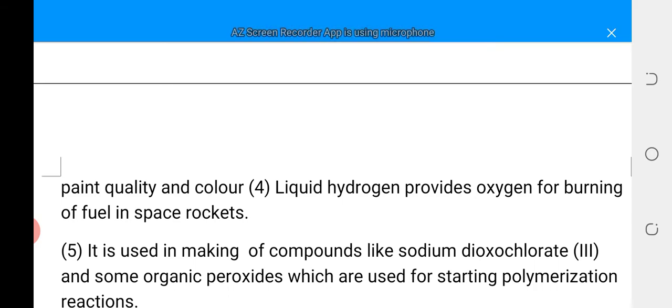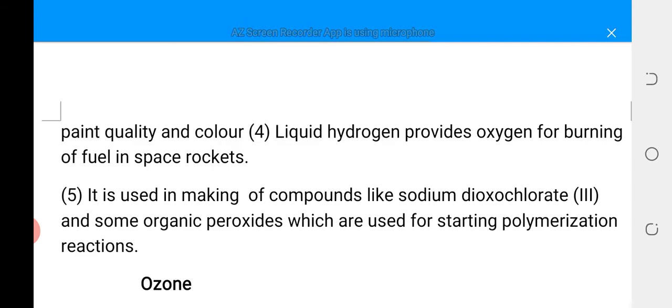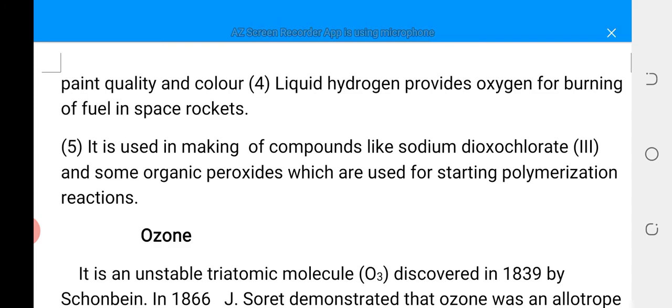Then we have liquid hydrogen peroxide. It provides oxygen for burning of fuel in space rockets. It is also used in making compounds like sodium perborate and some other organic peroxides, which are used for starting polymerization reactions, that is, the joining of monomers. We will dwell on that very much when we are treating organic chemistry and looking at the hydrocarbons and the likes.